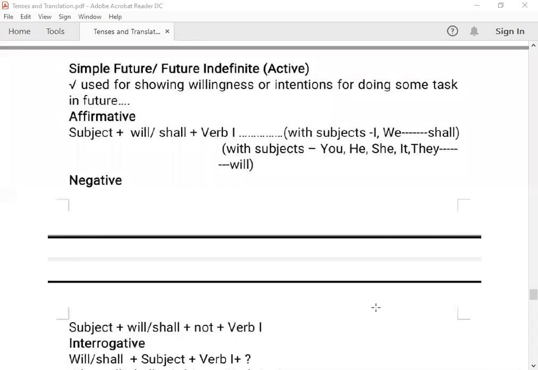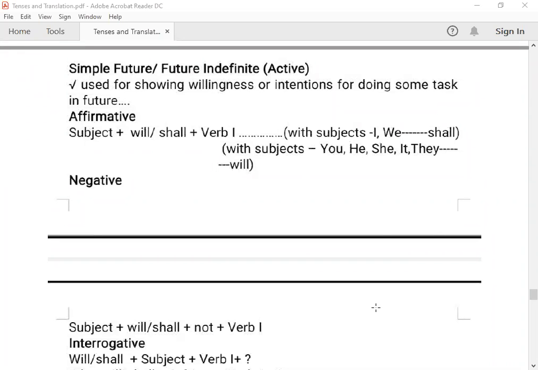But before starting simple future, I should discuss with you that this future tense is actually a sort of willingness. When you want to show that some action will be done by you in the future, you won't do something or you will do something in the future. In a sort, you show your willingness, your intention that you are going to do something in the future or not. That is the simple way to understand and identify this tense, right? So it is used for showing willingness or intention for doing some task in the future.